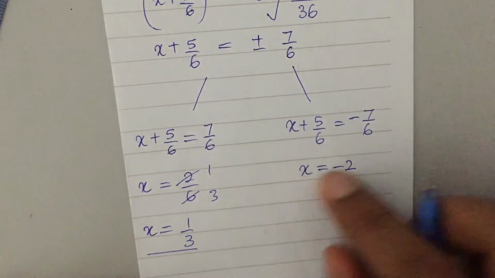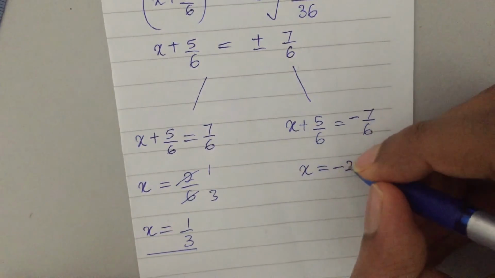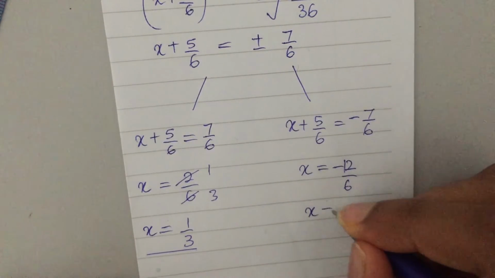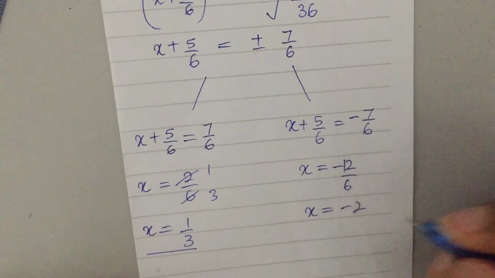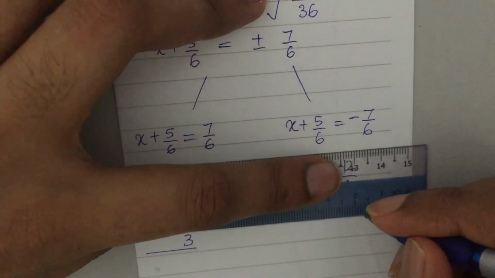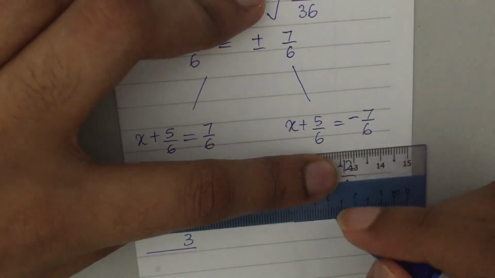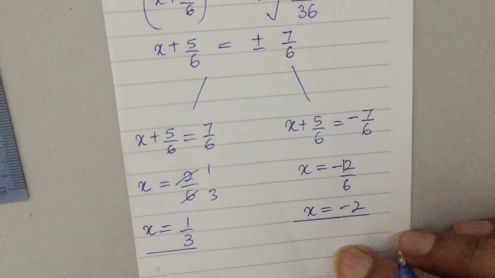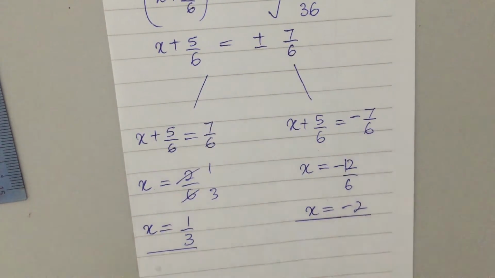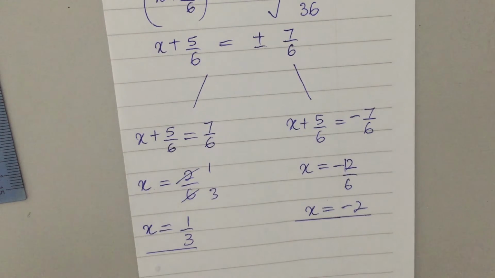Okay, or if you feel that you want to write an extra step, you can, so it will be negative 12 over 6, and then x is equals to negative 2. Okay, so that is my explanation regarding the completing the square method. I'm going to show you one example regarding the quadratic formula shortly, so please stay in this video.